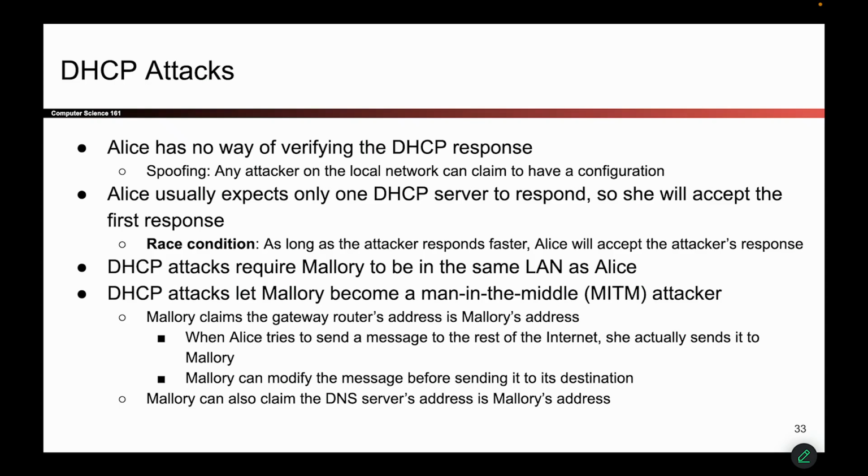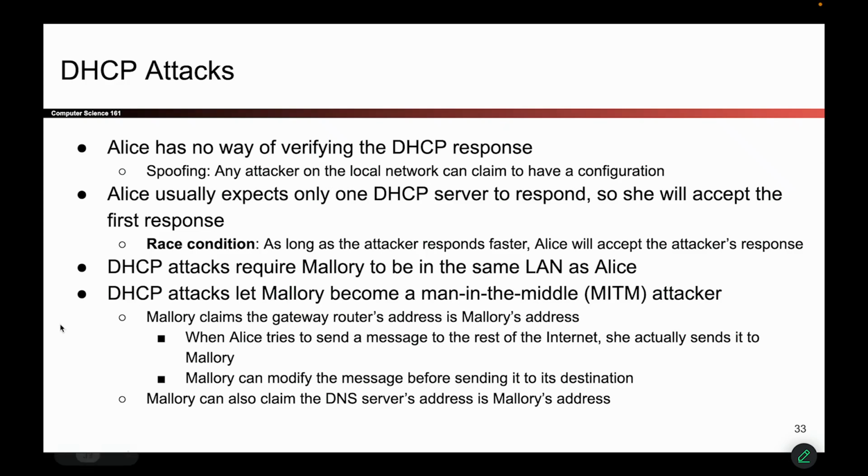So once again, we have the same preconditions and the same flaws as ARP. And just like in ARP, DHCP allows Mallory to upgrade herself from an on-path attacker to a man-in-the-middle attacker. So before DHCP, Mallory is on path. She can read the messages that are being sent, but she cannot modify them. But after the DHCP attack succeeds, Mallory becomes a full man-in-the-middle attacker.